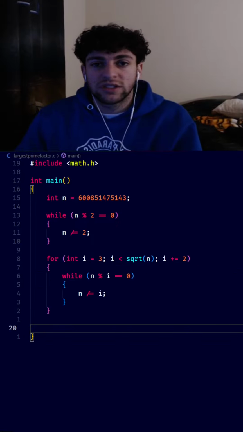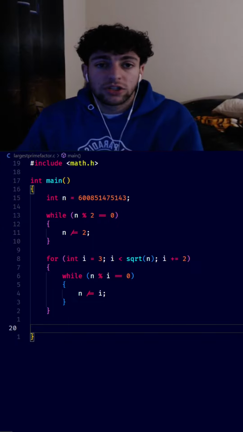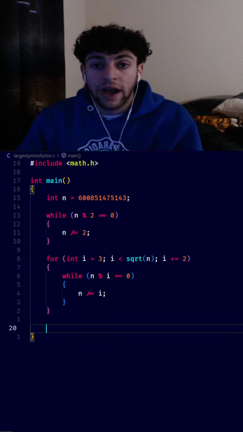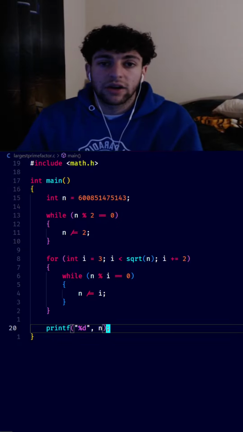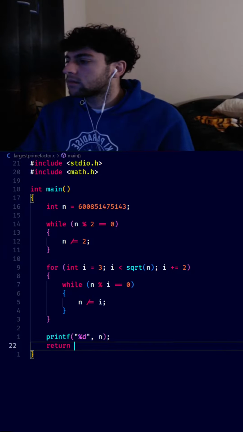After our algorithm is done running, we're guaranteed that n is going to equal our largest prime factor. So let's check if our answer is correct and print out n. And don't forget to include the standard IO library. Now let's return our main method and compile our file.